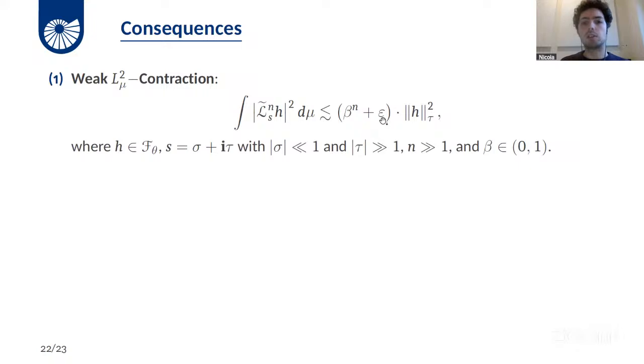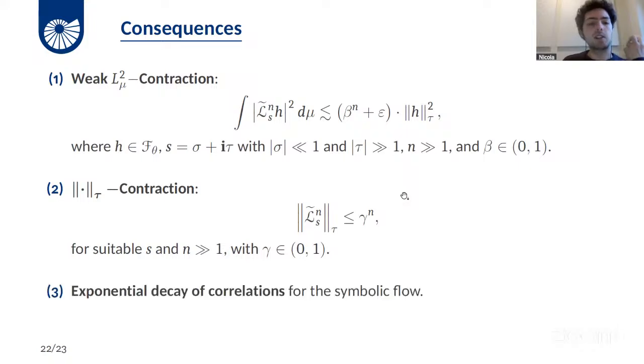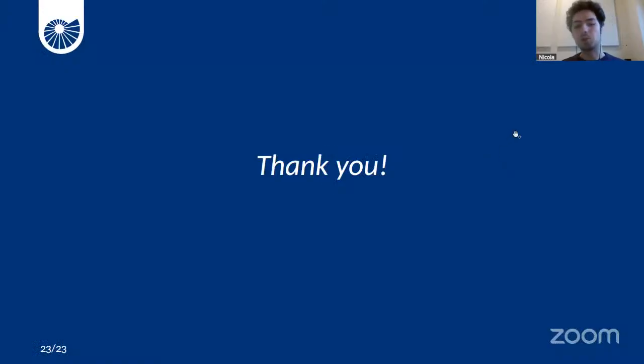But if we tune epsilon in a nice way, we can still recover the strong contraction on the adapted norm, so that in the end we obtain our main result, which leads us to exponential decay of correlations for this symbolic flow. And this is basically what we wanted to have. This was another application of Dolgopyat's method, also in this unusual setting with infinitely many symbols. And that's it. That's what I wanted to show you. Thank you.